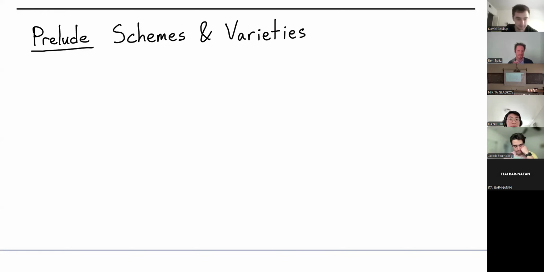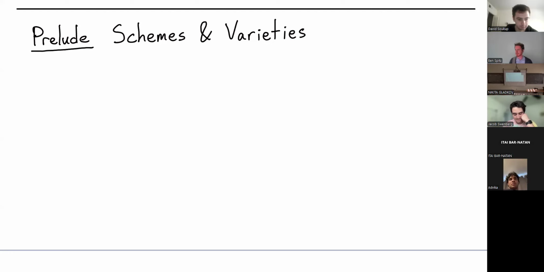Okay. All right, so schemes and varieties, what are those things? In algebraic geometry, schemes are sort of the basic object you want to study. And you might have heard that algebraic geometry is about studying solutions to polynomial equations. And so a scheme is really basically just a bunch of polynomial equations. But I'll say a little more precisely what that means.